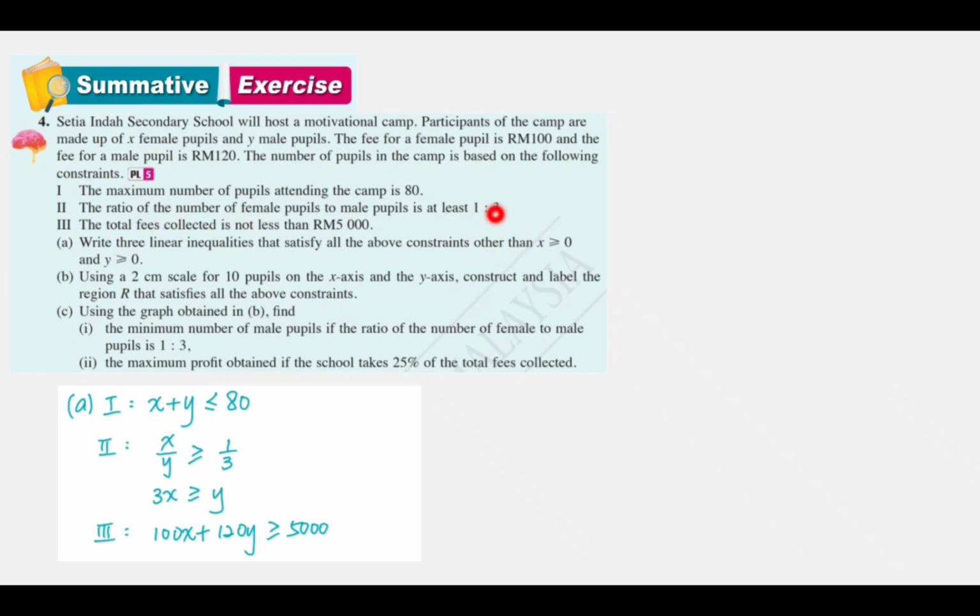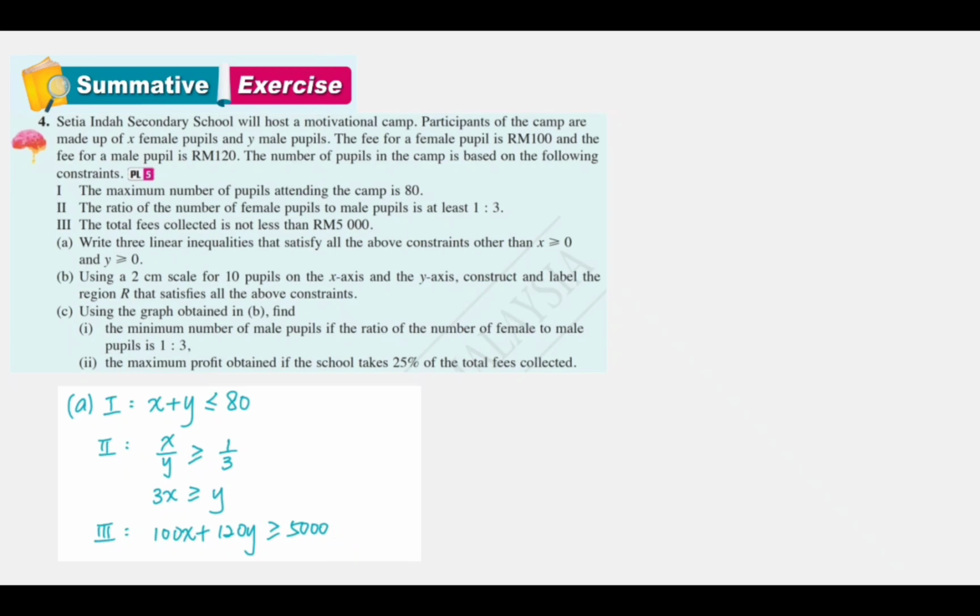So we change this information, the ratio, into a fraction. x to y must be greater than or equal to 1 to 3. So now, cross multiply, we get 3x greater than or equal to y. Third constraint, the total fee collected, which is 100x plus 120y, is not less than, so it must be greater than or equal to 5,000. There we get our third constraint.